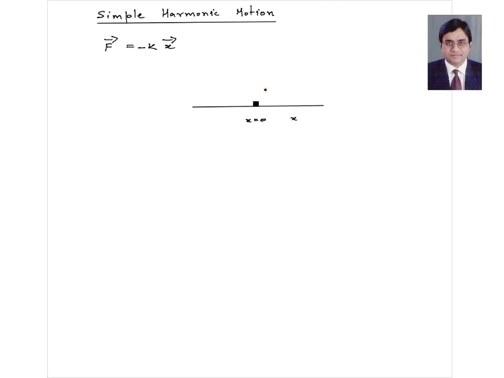Now, if x is on the right, then F is on the left. If x is on the left, then F will be on the right. F will always be in opposite direction to x.